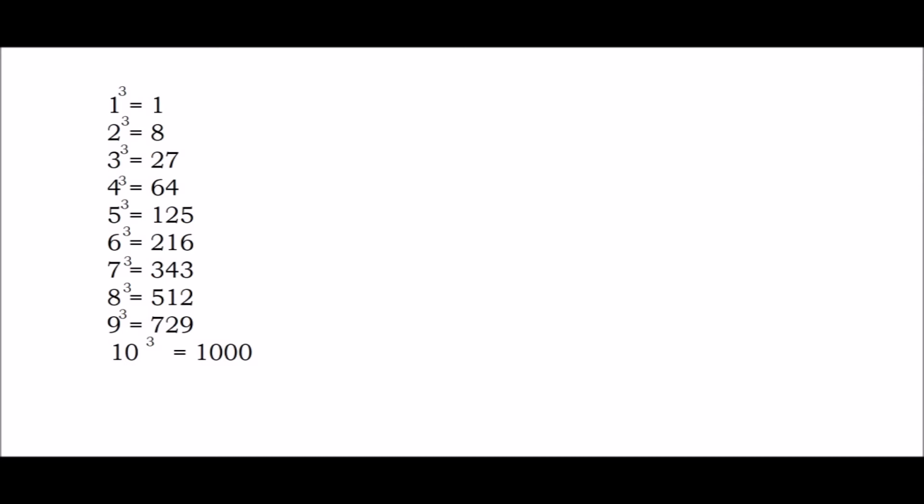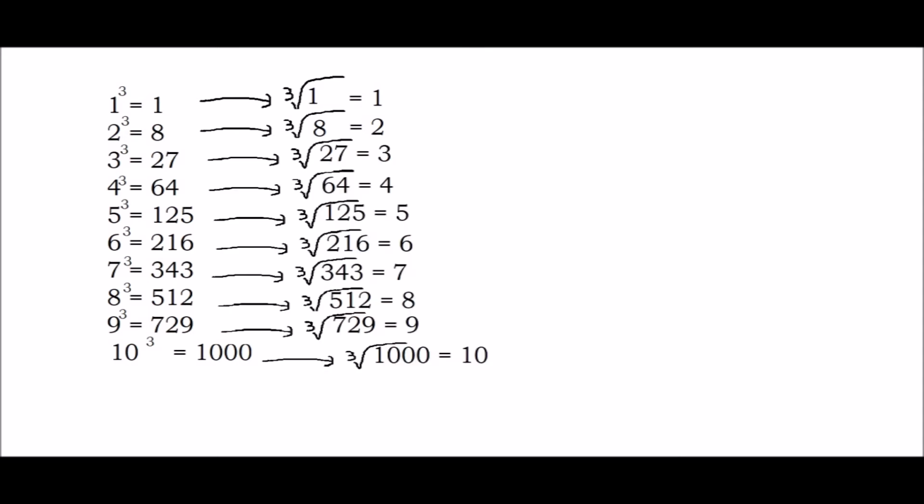Just like square has square root, cube has cube root. The same symbol with, again, a little 3 on it. So the square root of 1 is 1, and the cube root of 1 is 1. The cube root of 8 is 2. The cube root of 27 is 3, and so on.